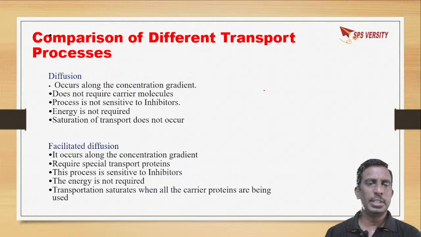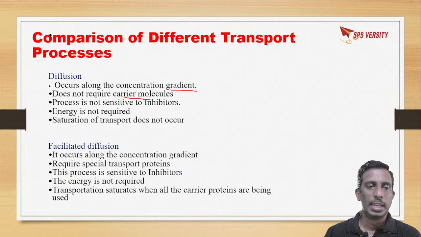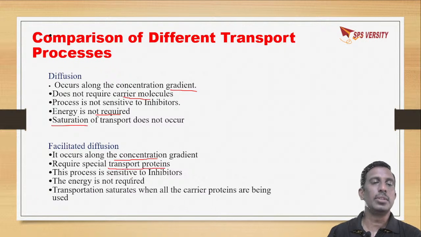So when you look into the differences between diffusion and facilitated diffusion: diffusion needs just the concentration gradient. There is nothing else. They don't require any carrier molecules. It is not sensitive. Energy is not required. No saturation. But when you come to facilitated diffusion, the common point is the concentration gradient in both, but here special proteins are needed, which are sensitive to inhibitors.